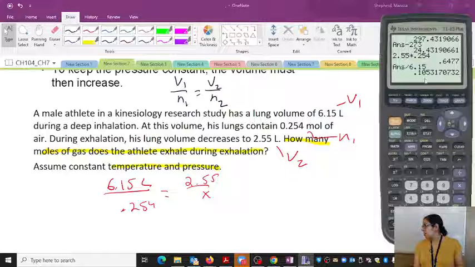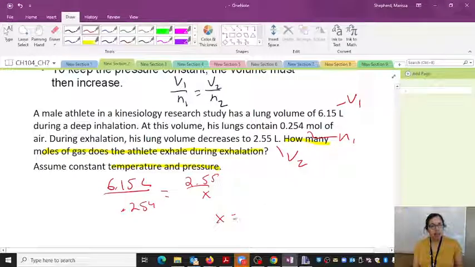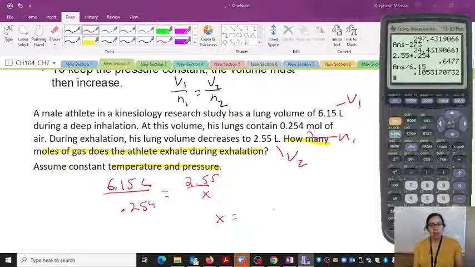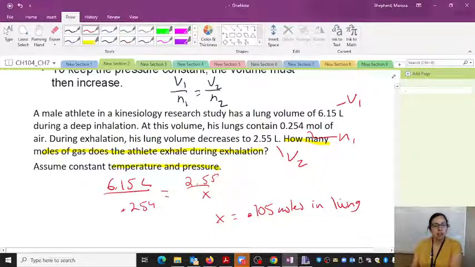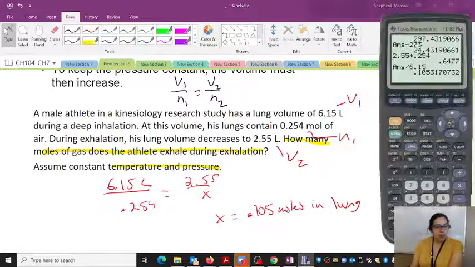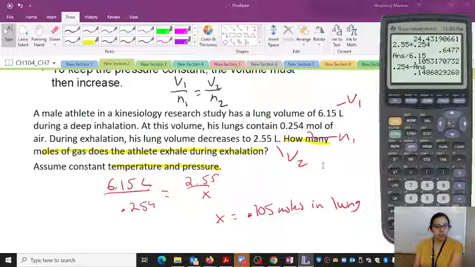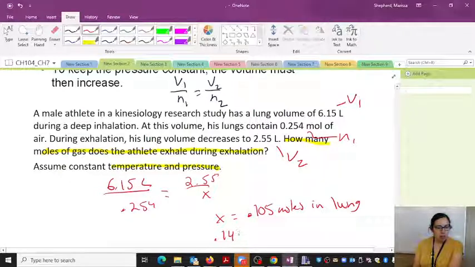Oh, so this is the answer you got. So that's x then. So that's moles remaining, right? 0.105. So that's moles in lung. And then to get moles exhaled, and that's the tricky part of this question, it was asking the exhaled. So you take 0.254 minus that answer, and so you should have gotten 0.149 moles were exhaled.